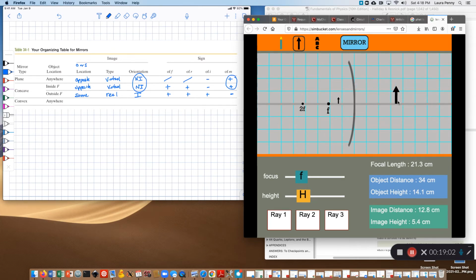For a convex mirror, no matter what we do, we get an image which is on the opposite side. It's always virtual. It's always not inverted. The sign of F is negative. The sign of the radius of curvature is positive. And then the sign of the image distance is negative, and the sign of the magnification is positive.